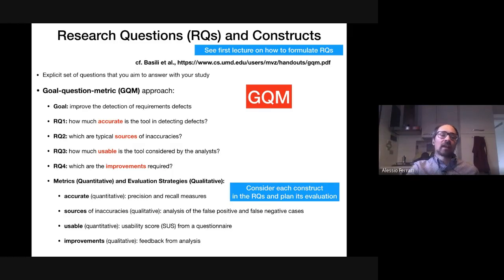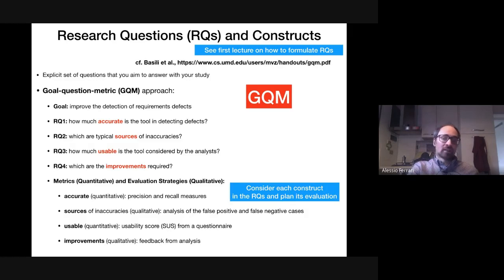And you say, okay, accuracy, I can measure it quantitatively with precision and recall. And you probably know this from information retrieval and machine learning theories. We will touch on them afterwards, but if you don't know them, you just Google them. It's a typical way of measuring any information retrieval or classification task, measuring the goodness of the results of the classification task.